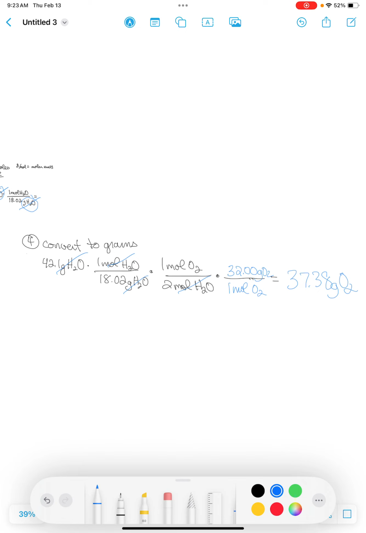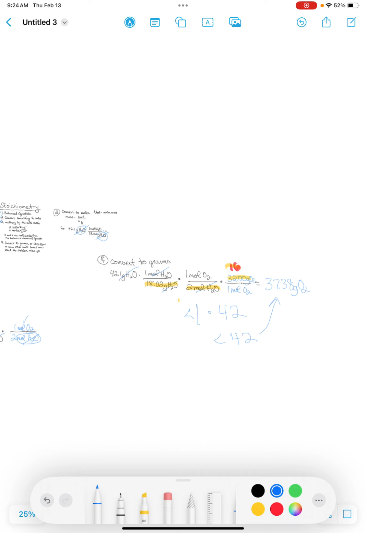Does that make sense? Well, the 32 here, let me highlight a little bit. This 32 divided by 2 would be 16. And 16 over 18, that's a little less than 1. And so less than 1 times 42 will be less than 42. And 37 is clearly less than 42. That's a pretty good guess. All right, so we have another problem here.